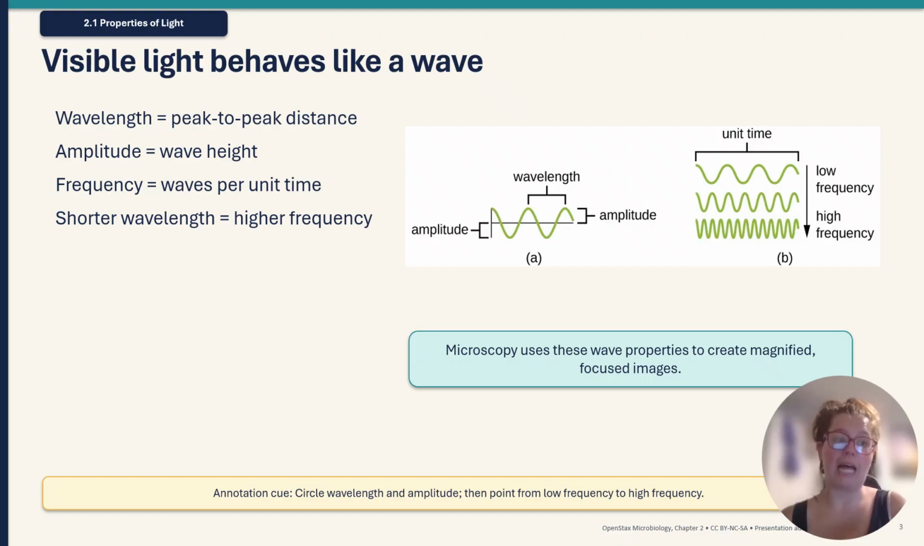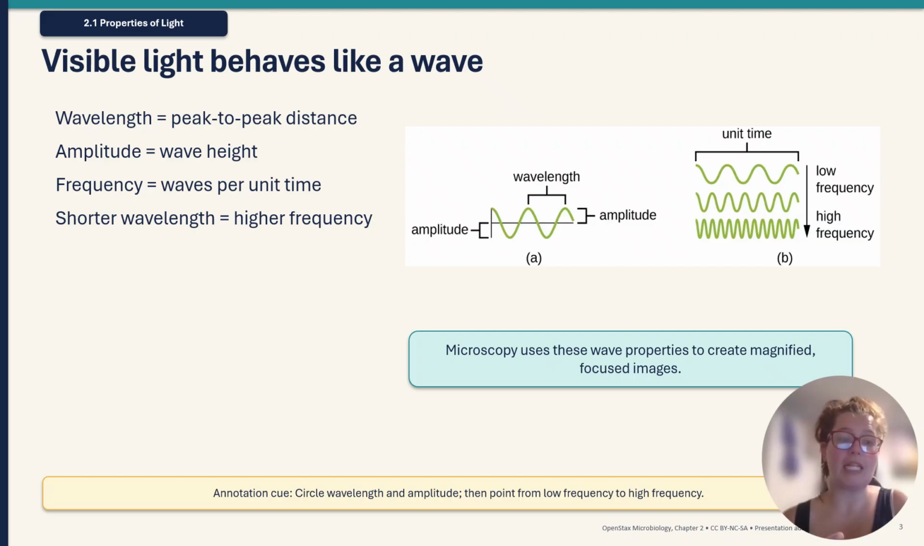Now, light behaves as a wave. Two important properties of light are wavelength and the frequency. The wavelength is just the distance between two peaks of a wave, right here and here. And the frequency is the number of waves that pass a point during a specific amount of time. So how many waves?